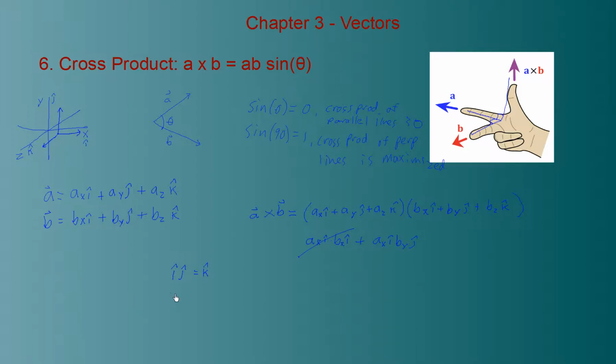And if you want to try this out for the others, you should get I and K will give you negative J, meaning your thumb will point down in the negative J or negative Y axis. You should get J I will give you negative K, J K will give you I, K I will give you J, and K J will give you negative I.